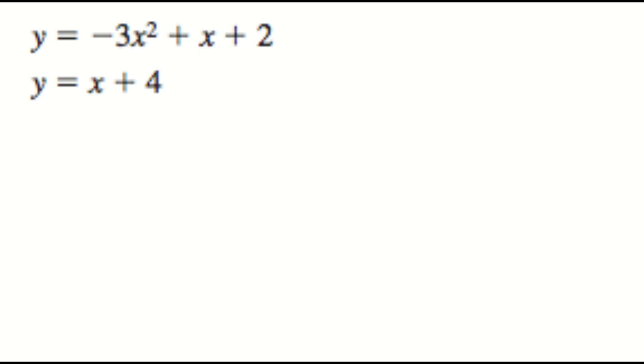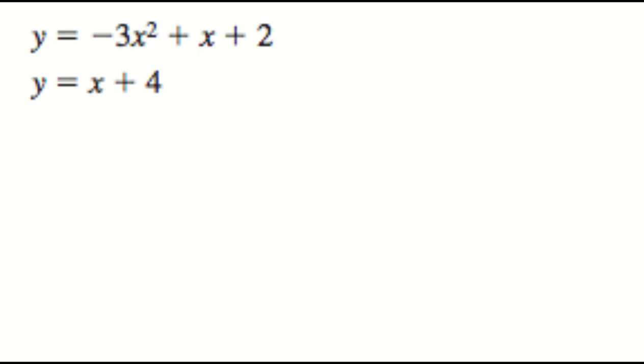And that leaves us with negative 3x squared. X take away x is just 0, so we really don't need to write it, but we can if we want to, just to help us when we're going through the formula. And then 2 take away 4 is negative 2. Okay, so that means that my a value is negative 3, my b value is 0, and my c value is negative 2.